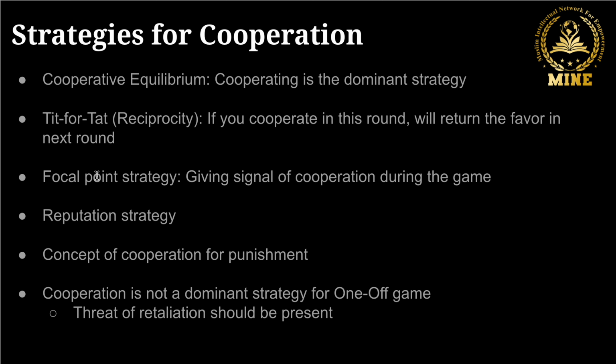Then you have the focal point strategy, where people tend to choose a default signal when they cannot communicate with each other to coordinate their actions. For example, in a bid auction, the seller might give a range of value for their product, say between $1,000 and $1,500, or $1,000 to $2,000 for a given item, so that the bidder can start the bid at 1,500, so that both of them are cooperating.